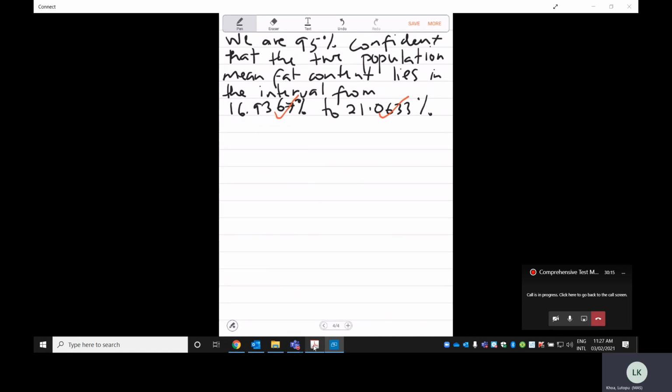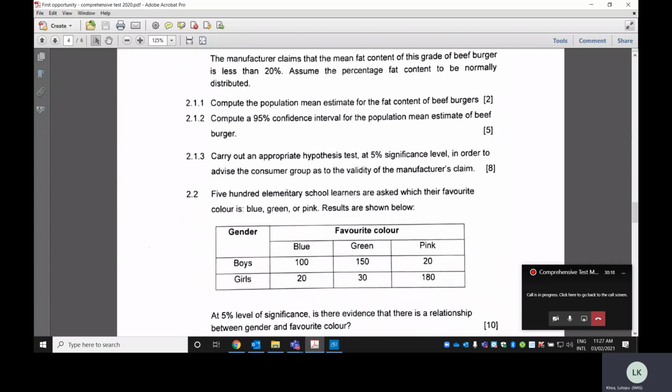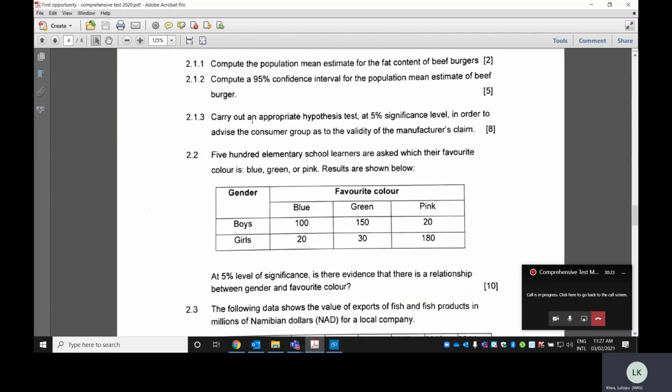Then we look at the next question, 2.1.3. Okay, carry out an appropriate hypothesis test at 5% level in order to advise the consumer group as to the validity of the manufacturer's claim. Okay, so here we're doing a statistical test. You'll need your alternative hypothesis. You need your test statistic, your decision rule, make a decision, conclude. Okay, so remember those 5 steps. So let us get into it.